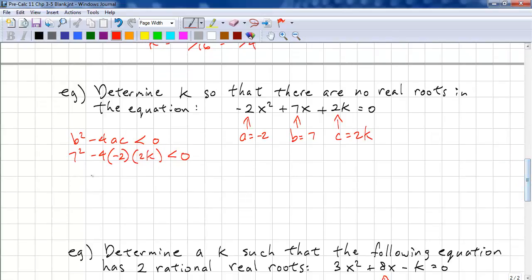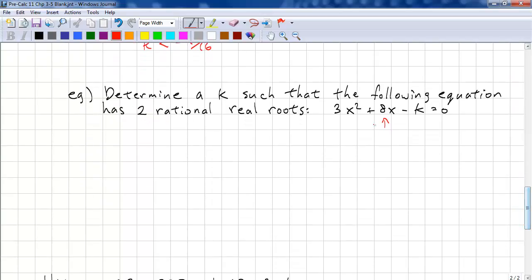So we have 49, and negative 4 times negative 2 times 2. Again, this is positive 16k, less than 0. Move this to the other side. We have 16k is less than negative 49. k is less than -49 over 16. This can't be reduced, so that's our final answer.